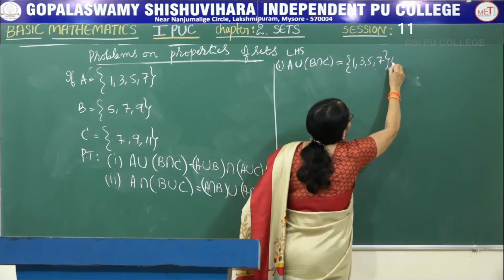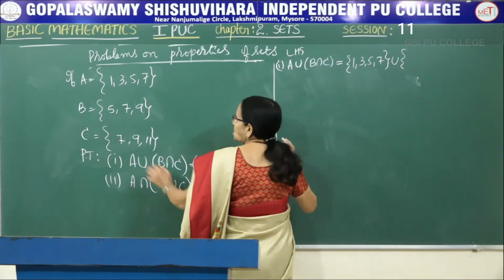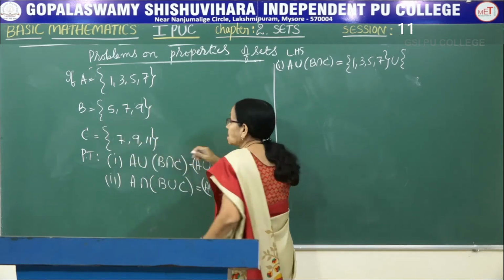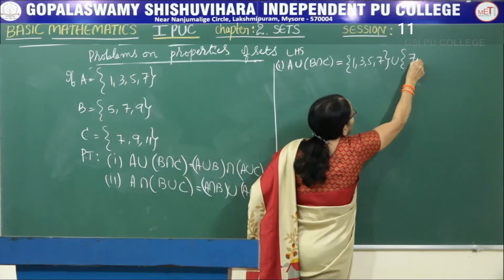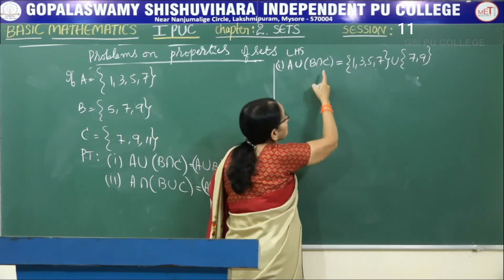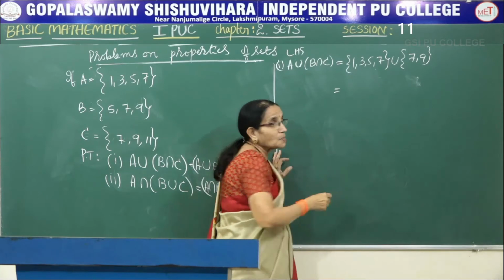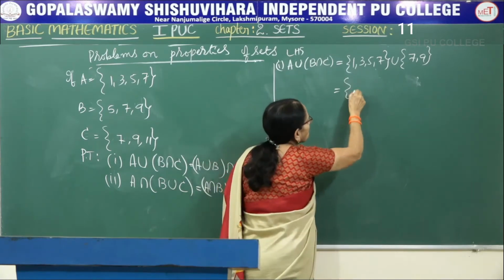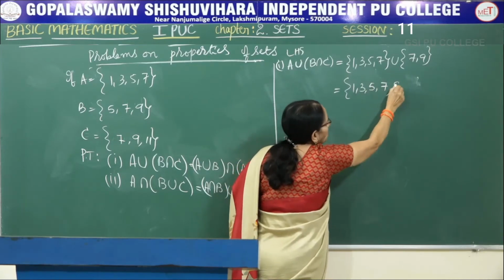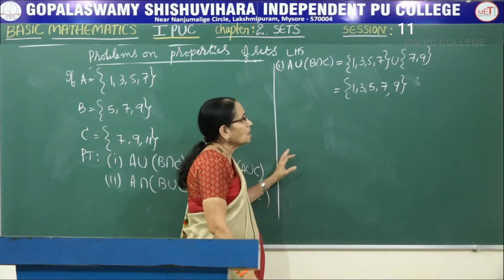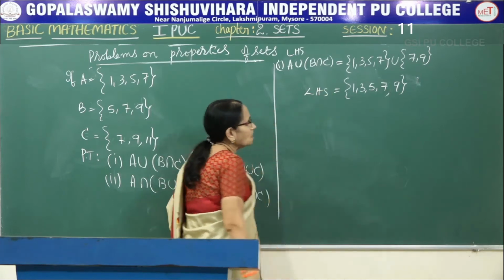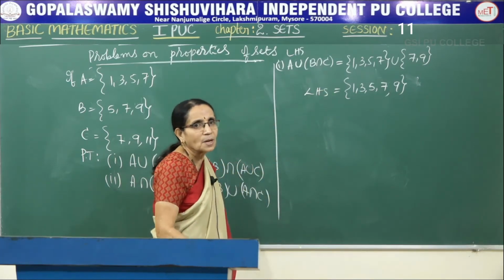Now union, intersection of B and C. B is 5, 7, 9. C is 7, 9, 11. What are the common elements here? It is 7 and 9. Correct? The common elements are 7 and 9. Therefore, we are taking intersection here. In between what you have here? Union. That means we have to take all the elements into consideration: 1, 3, 5, 7. 7 is repeated there, so there is no need to write the same number 2 times. So this is the left hand side, which has the elements 1, 3, 5, 7 and 9.